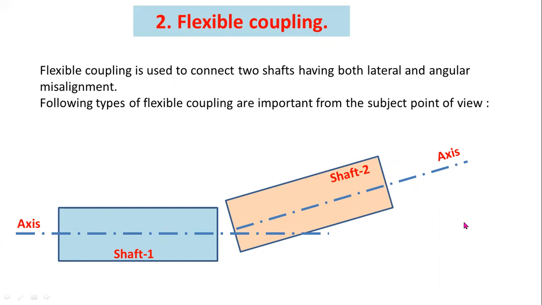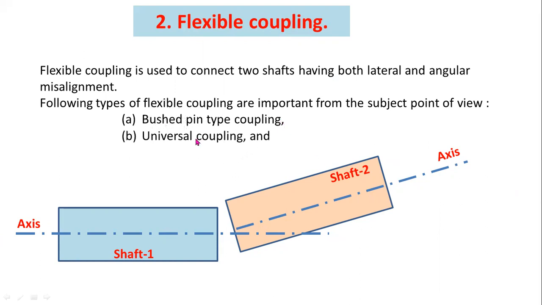The following types of flexible couplings are important from the subject point of view. First one is a bushed pin type flexible coupling or modified flange coupling. Second one is universal coupling or hooks joint. Third one is Oldham coupling. These three are important flexible couplings.